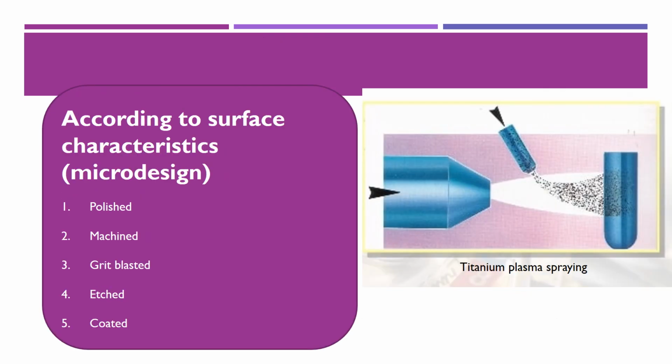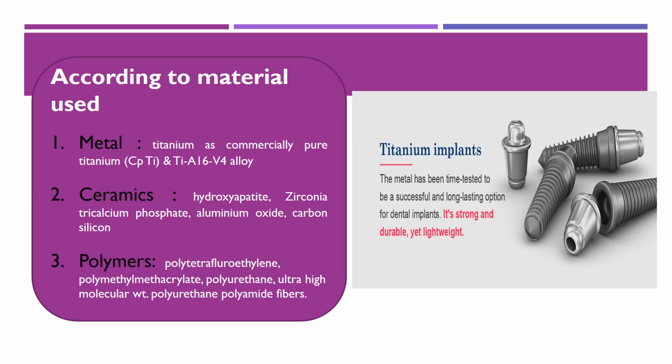So according to the surface characteristics, there is the micro design. We have additive surfaces and separative surfaces. We have polishing, machined, grit blasted, etched, and coated. According to the material used, we have metals, ceramics, and polymers. Metals: we have titanium, that is commercially pure titanium. Ceramics, for example, hydroxyapatite, zirconia. Polymers: we have polytetrafluoroethylene, polymethacrylate, polyurethane, etc.